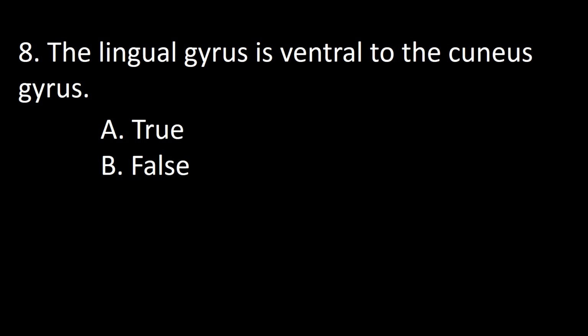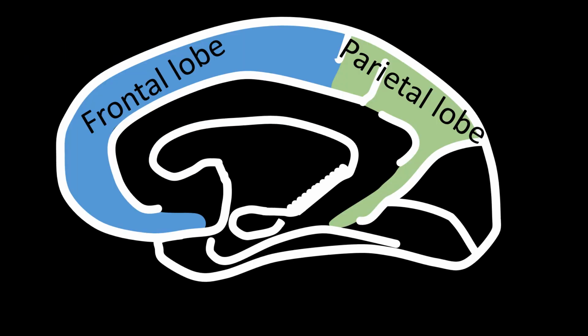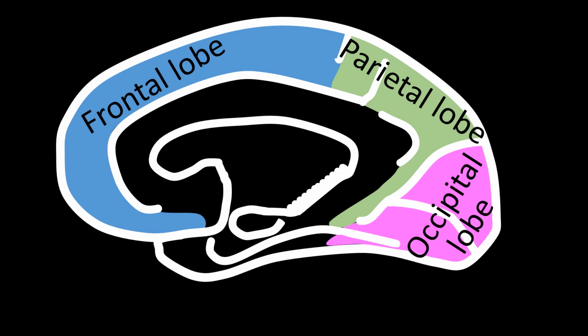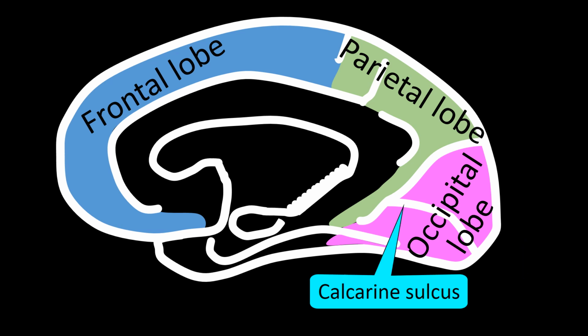Next question. The lingual gyrus is ventral to the cuneus gyrus. A true, B false. This is the mesial inferior view we have been working on. I have now colored the occipital lobe, here indicated by the arrow. In the mesial occipital lobe surface, we can see the calcarine sulcus.